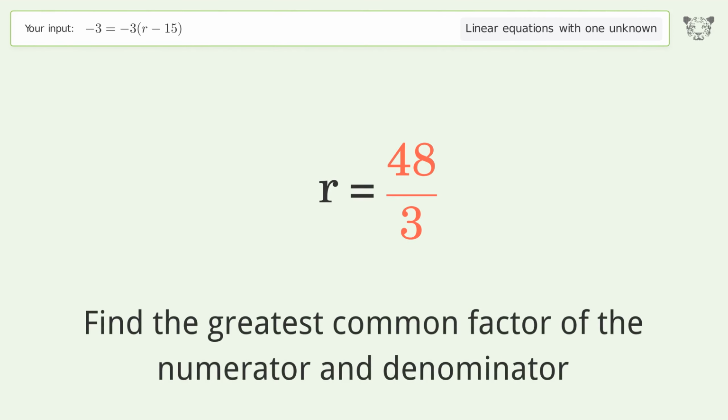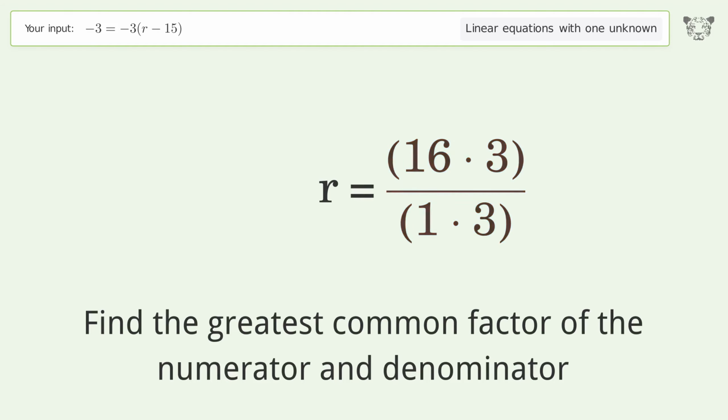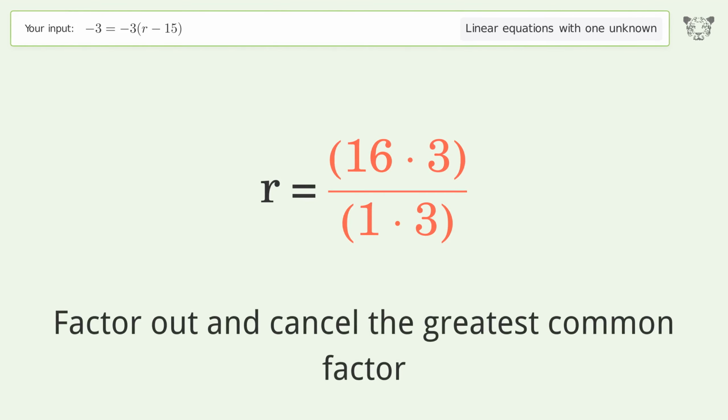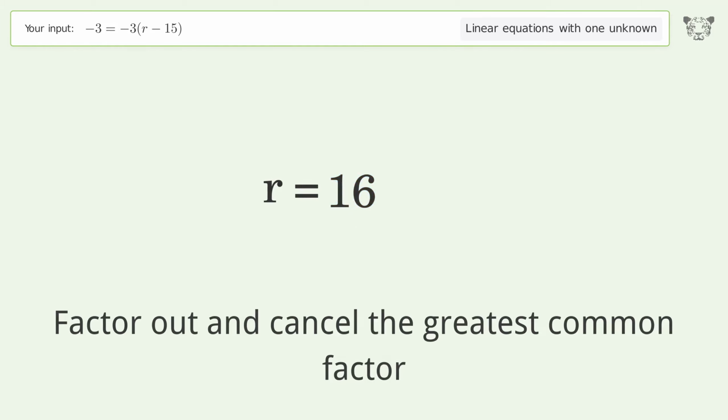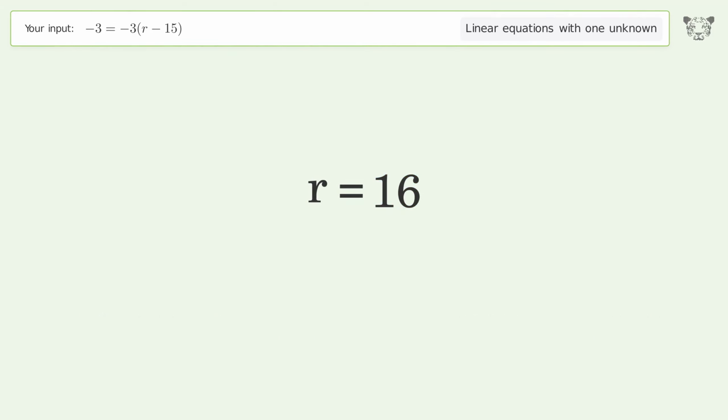Find the greatest common factor of the numerator and denominator. Factor out and cancel the greatest common factor. And so the final result is r equals 16.